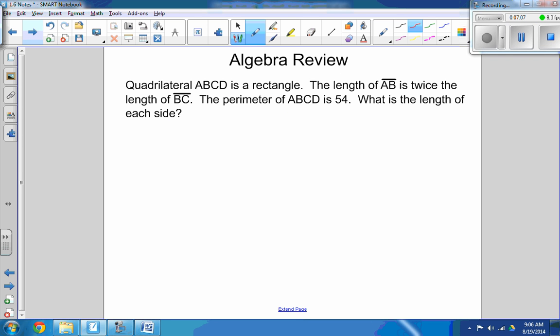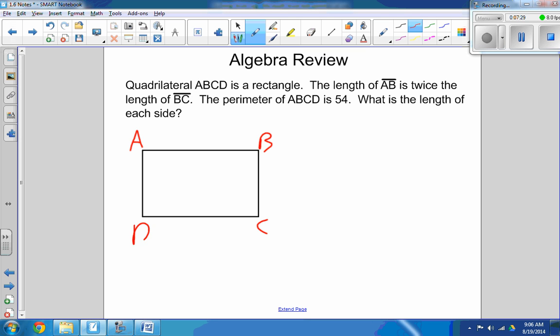Let's do a little bit of algebra review. We have a quadrilateral ABCD that is a rectangle. I don't have a drawing, so I'm going to draw a rectangle. The length of AB is twice the length of BC. So we know AB is longer. If I call BC x, AB is twice that, 2x. What I remember about rectangles is that opposite sides are congruent. So that's also 2x, and then these sides are congruent, so that's also x.